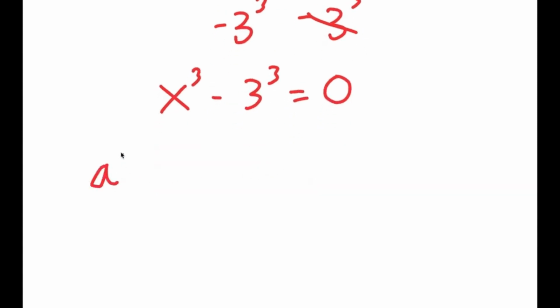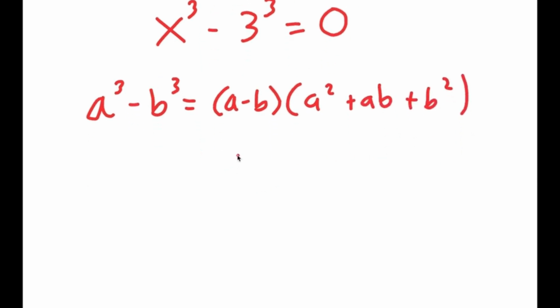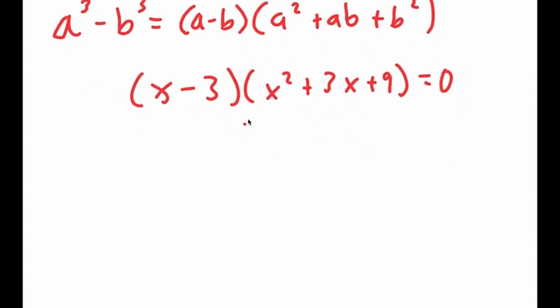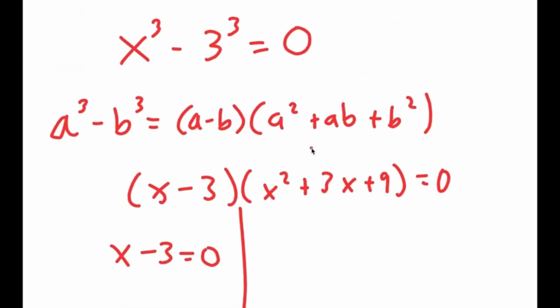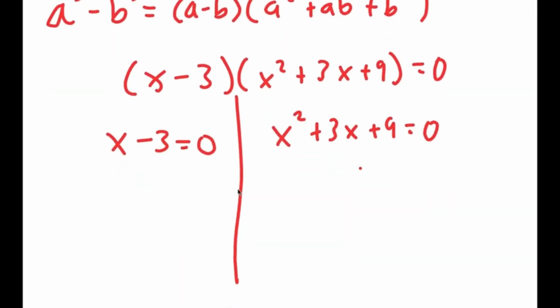Now from here, if I have something in the form a to the power of 3 minus b to the power of 3, this is equal to a minus b times a squared plus ab plus b squared. So this turns into x minus 3 times x squared plus 3x plus 9 is equal to 0. So now from here I get two equations. I get x minus 3 equals 0 and x squared plus 3x plus 9 is equal to 0.